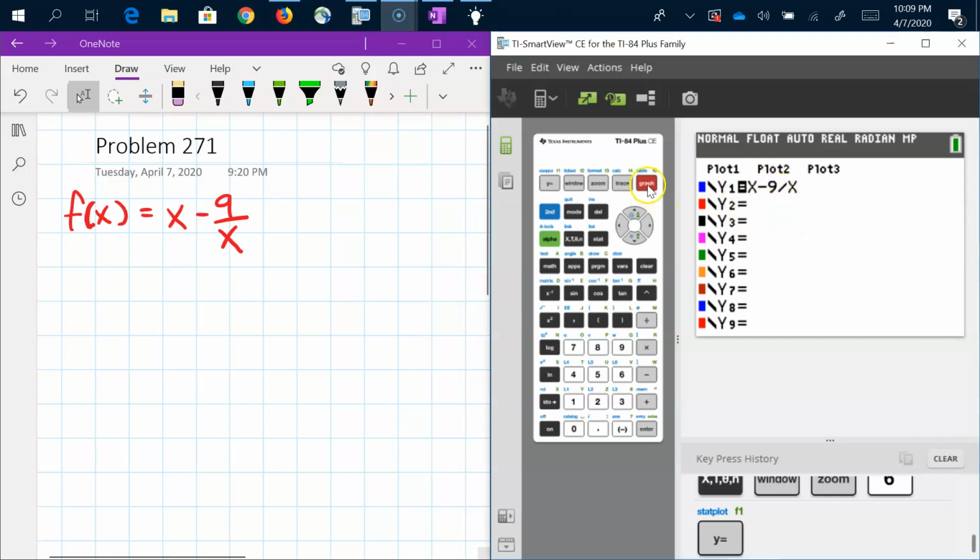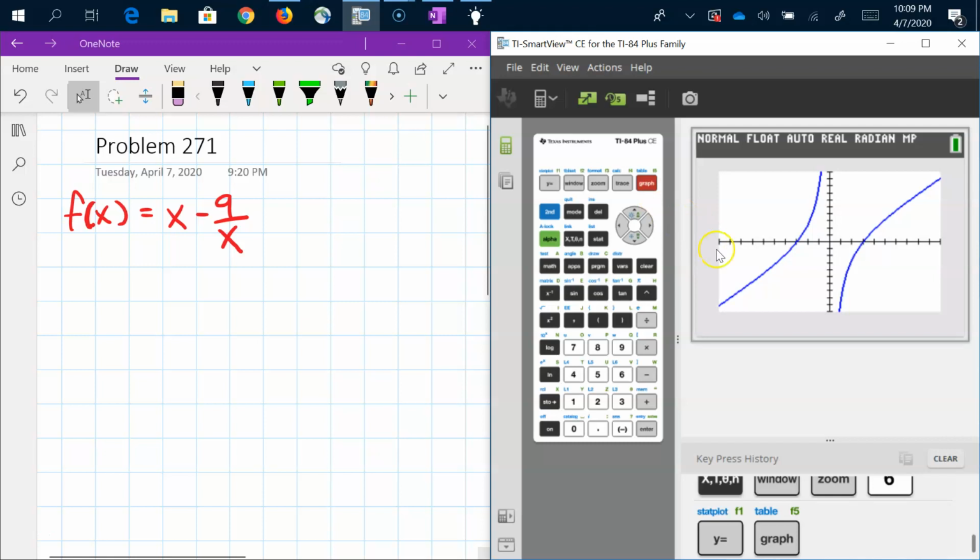And if we graph this, this is the rational function x minus 9 over x. It appears to have a couple zeros, maybe one at 3 and another one at minus 3. It looks like it's got a vertical asymptote at x equals 0, and maybe an oblique or slant asymptote, maybe y equals x, something like this. Okay, so this is from intuition.